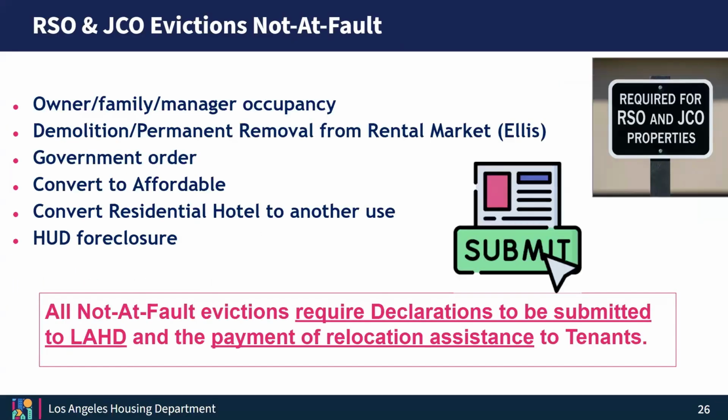RSO and JCO evictions not at fault: owner, family, or manager occupancy, demolition, permanent removal from the rental market, that's an Ellis eviction, government order, convert to affordable housing, convert residential hotel to another use, HUD foreclosures. All not at fault evictions require declarations to be submitted to the housing department and the payment of relocation assistance to tenants.